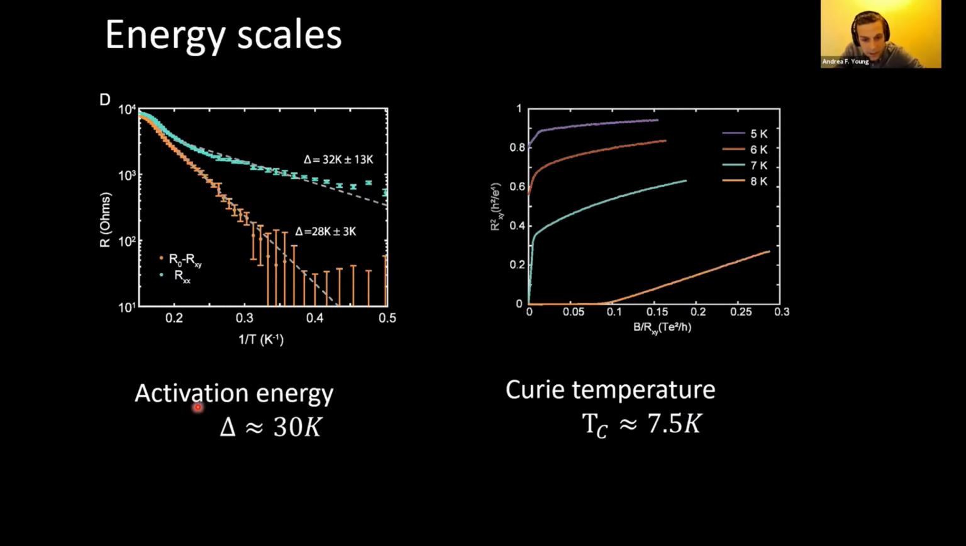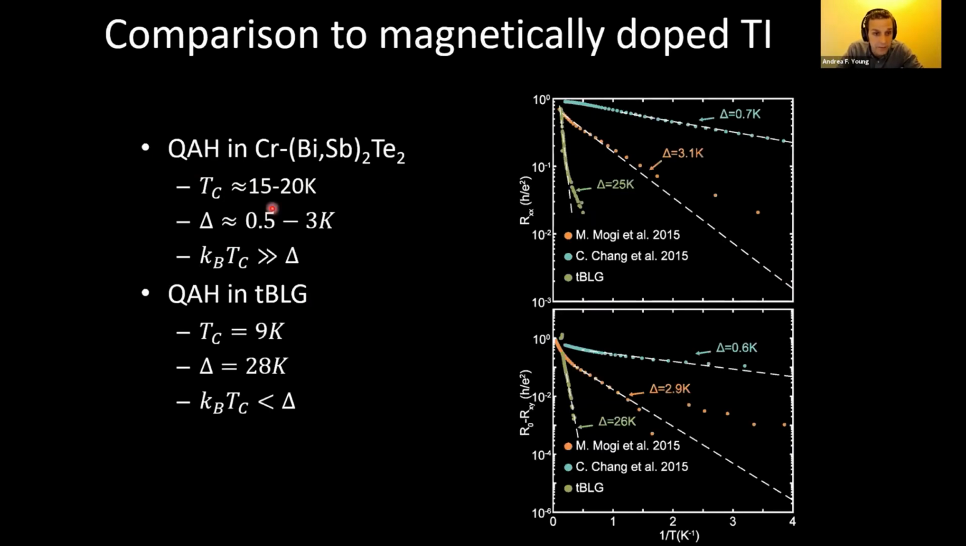Here, the hierarchy seems to be different. So for example, when we measure the activation gap, we find activation gaps for these states at about 30 Kelvin, but the Curie temperature in these systems is only 7 or 8 Kelvin. So actually rather the reversed hierarchy relative to bismuth antimony telluride, where the Curie temperature may be 15 or 20 Kelvin, so several times bigger than ours, but energy gaps are maybe 10 times smaller.